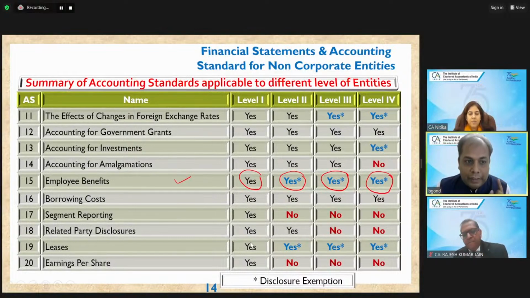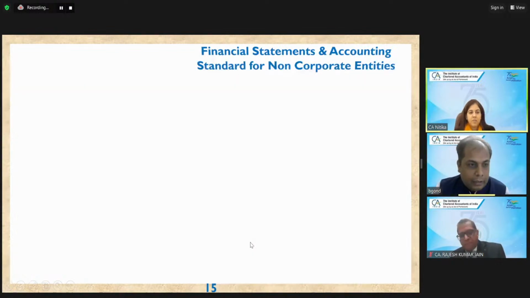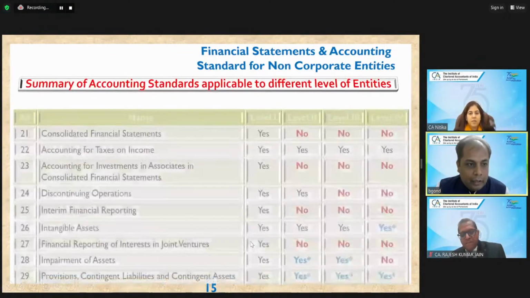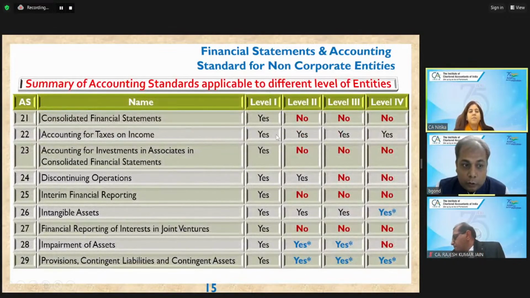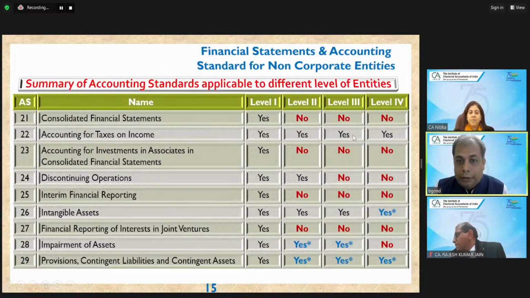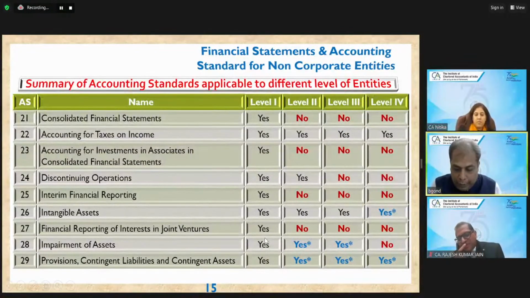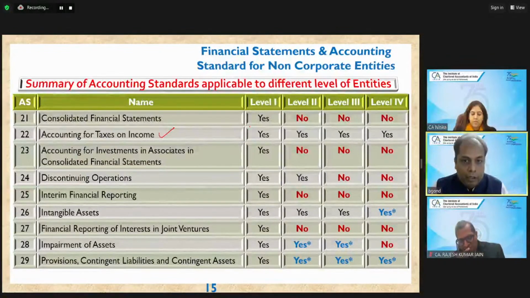Now let me come to your second point, which is income tax and deferred tax. Let's see the next slide, which is accounting for taxes. That is also applicable to level 1, 2, 3 and 4. So AS 22 is also applicable to all levels. Your proprietor might fall under level 1, level 2, level 3 or level 4, depending on the criteria.